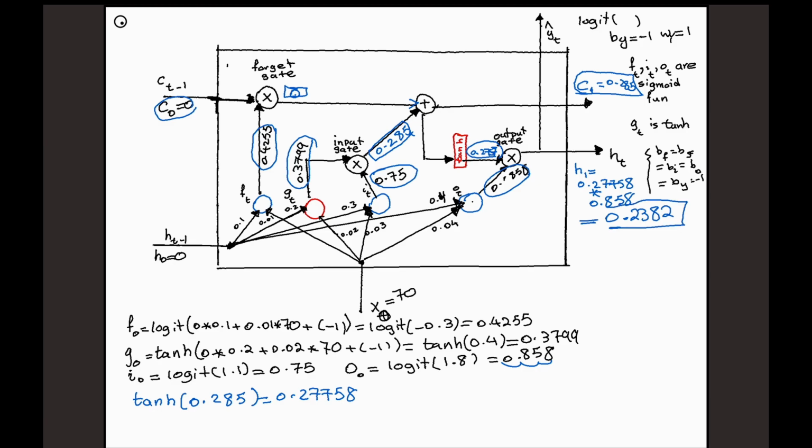And lastly, for Y hat, it's simply logit of 1 times this value, which was 0.2382, because that's what is fed there. And we said that the bias of that was -1. So that will give us 31.82%. So there is a 31.82% chance that two quarters ago, based on the price of the barrel of oil, the Fed would actually increase the interest rates.